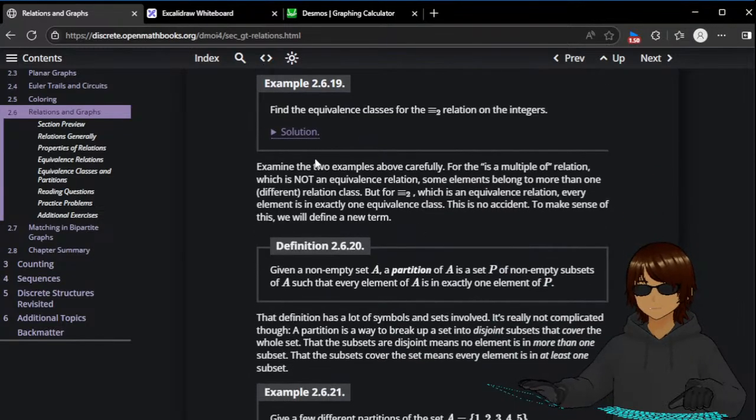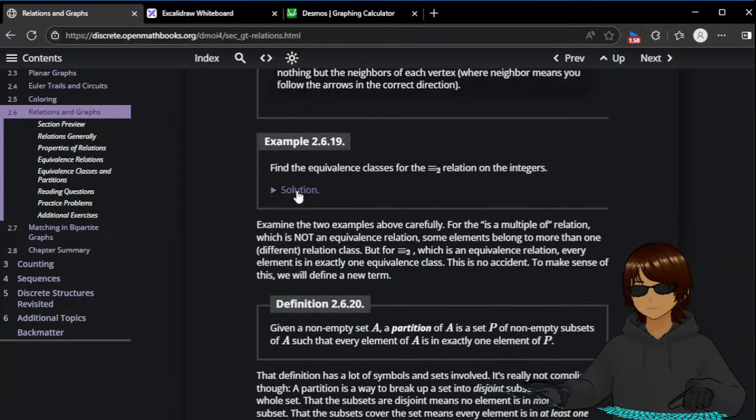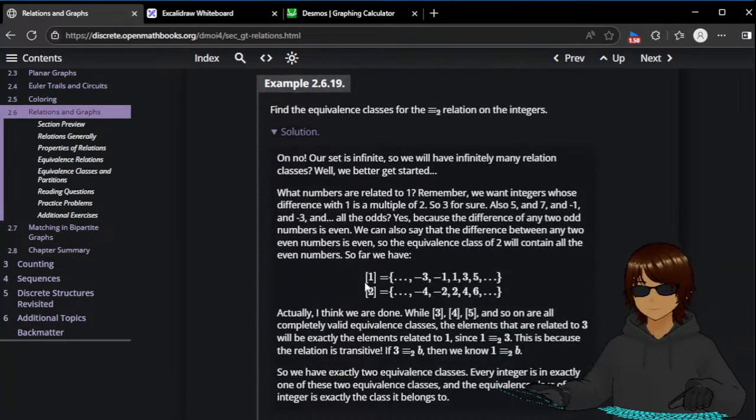Find the equivalence classes. Okay, I'm not doing that. For 1, we have -3, -1, 2, 3, 5. For 2, we have -4, -2, 2, 4, 6. Actually, I think we are done. While 3, 4, and 5 and so on are all completely valid equivalence classes, the elements related to 3 will be exactly the elements related to 1, since 1 is related to 3, because the relation is transitive.